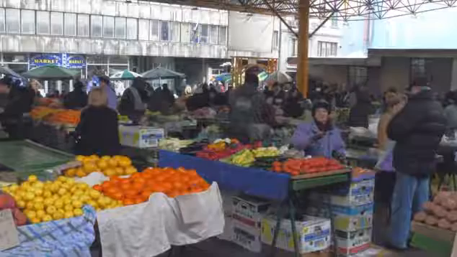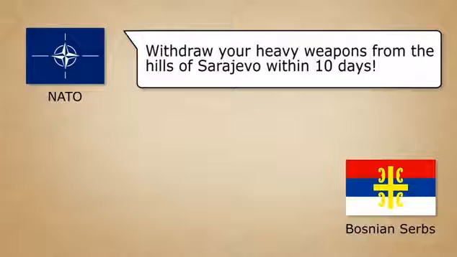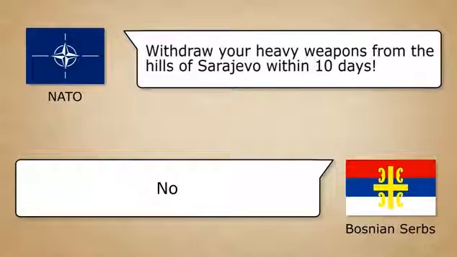In February of 1994, a mortar attack on Sarajevo's marketplace caused the death of 68 civilians. In response to this, NATO issued the Bosnian Serbs with an ultimatum: withdraw your heavy weapons from the hills of Sarajevo within 10 days. The Bosnian Serbs rejected the ultimatum.